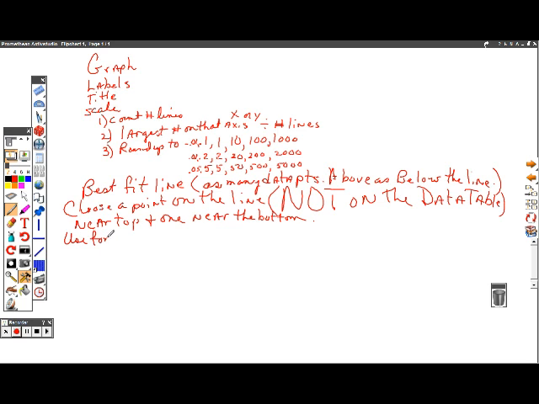Use the formula for slope. M equals y2 minus y1 over x2 minus x1. And we've gone over how to substitute in that. Make sure you use units from the labels. Use units from the label.